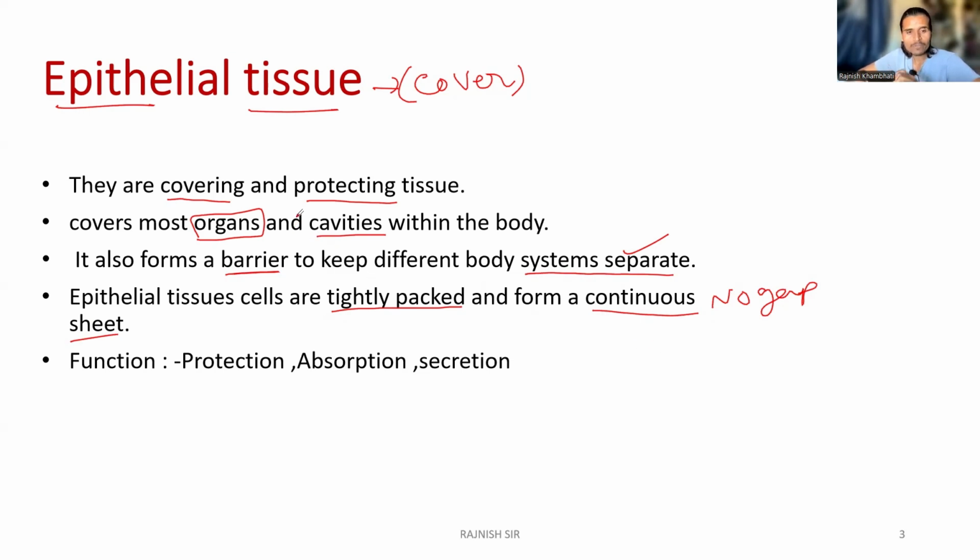Let me revise it again for you very quickly. They are covering, they are protecting, they will be covering the organs and cavities within the body, and they form a barrier between two systems, two organs. They are very, very tightly packed with each other, and there is no gap in between. They are a continuous layer, a continuous sheet. Together, they do some functions like protect, absorb, secrete. It is the function of all the common epithelial tissue. Move ahead.